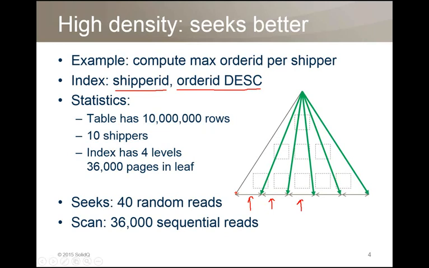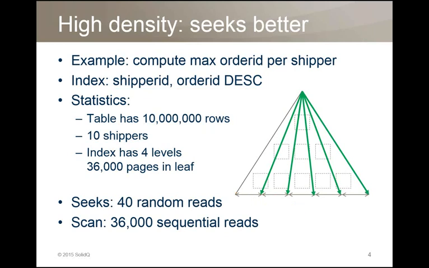So with the shipper ID as our group element and so few shippers involved, if we want to get the maximum order ID per shipper, we are going to be better off with a strategy that will apply a seek per shipper. So think about it. With 10 seeks, we're going to get only 40 random reads. With a scan, 36,000 reads, it's quite clear that the seeks strategy is a better strategy here.